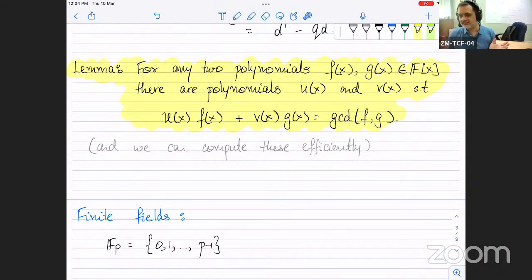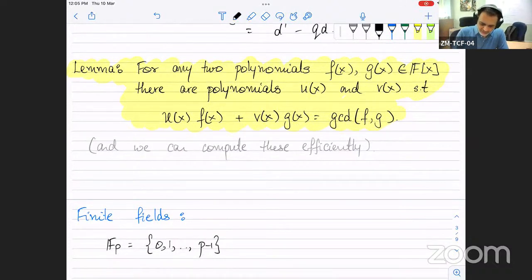Things like the rational numbers, the real numbers, the complex numbers, etc. were all fields. But we also saw that for every prime p, you can take your set to be 0, 1, 2, all the way till p minus 1, and just add and multiply, but do things mod p. This is something you have presumably seen elsewhere, that this forms a field. The only tricky part is to show that inverses exist, but they do.